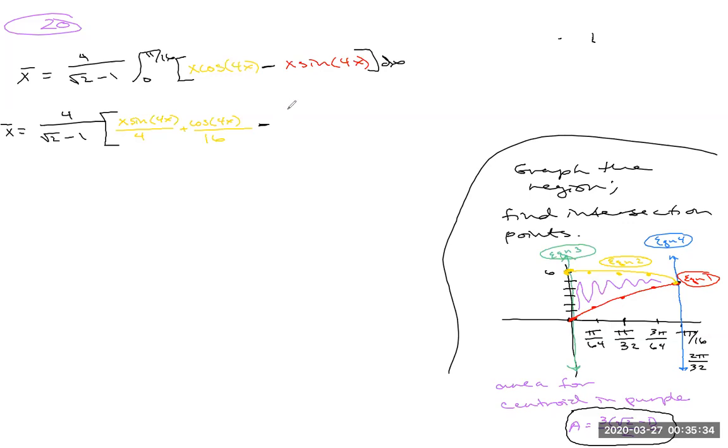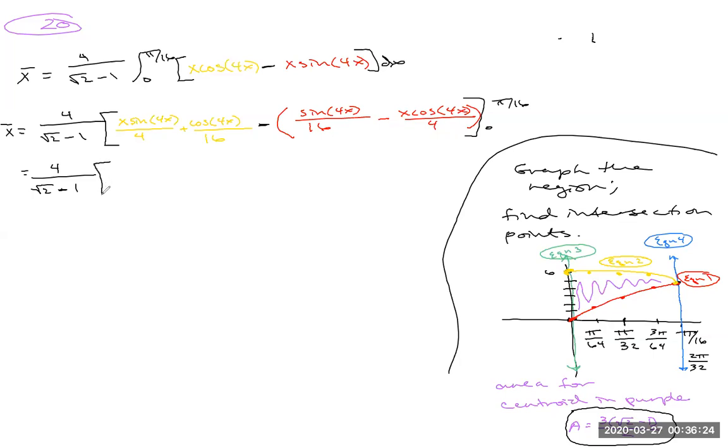And then for this next part, integration by parts for the red is going to be sine 4x over 16 minus x cosine 4x over 4. And that's evaluated from 0 to pi over 16. All right, so I'm going to rearrange some things. 4 over root 2 minus 1.